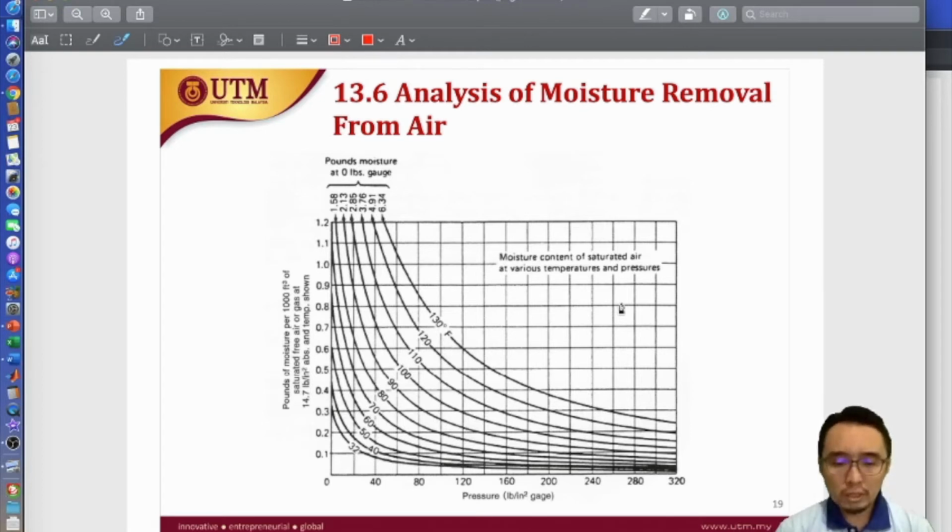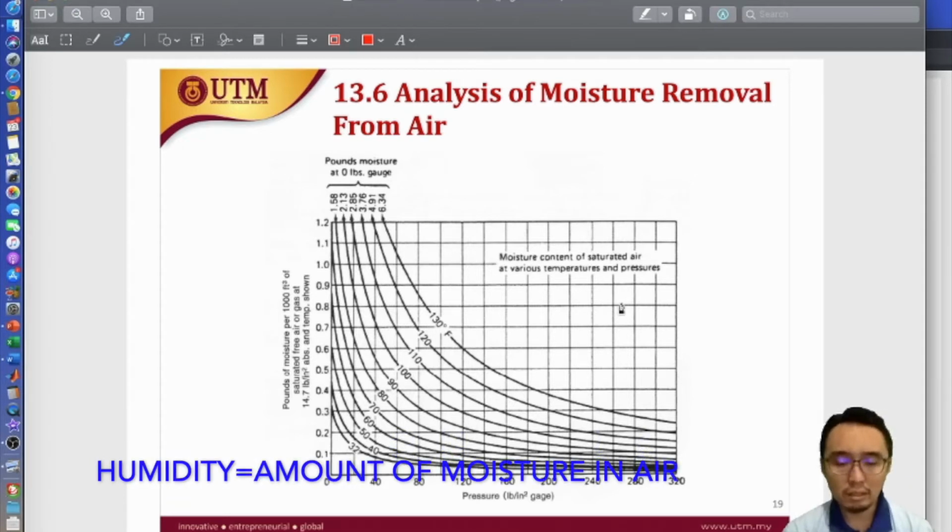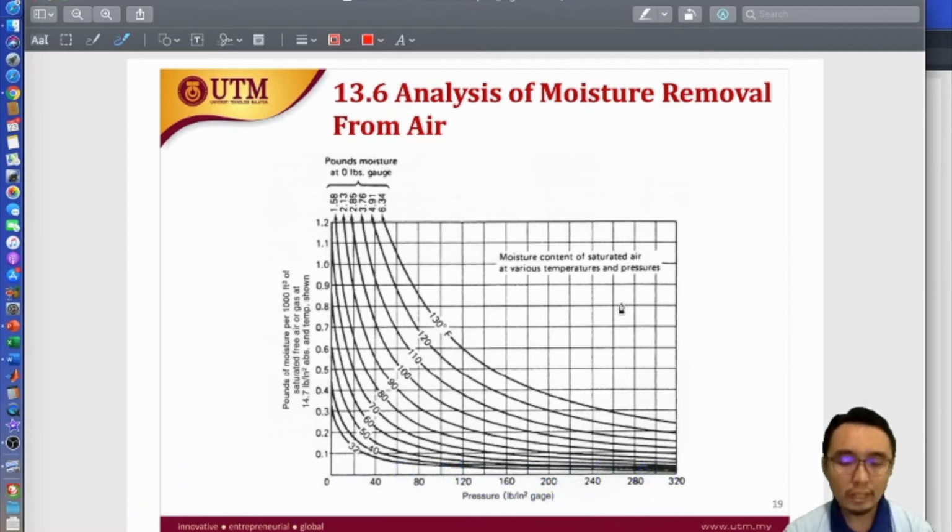So for this subsection, first of all, we need to know some of the important definitions, which include humidity, defined as the amount of moisture in the air. When air contains the maximum amount of moisture that it can hold at a given temperature, then we can say that the air is saturated.